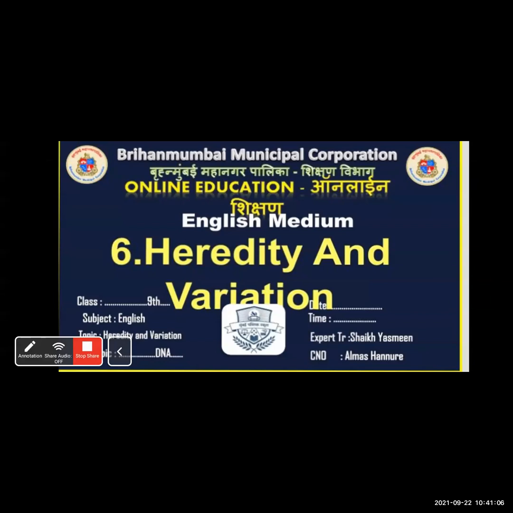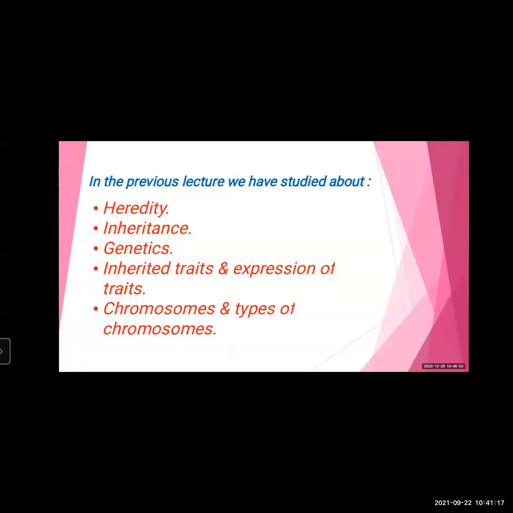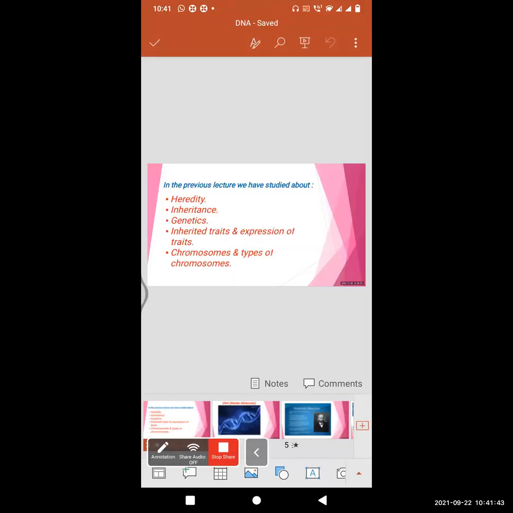So we are going to continue with chapter 6 of Science 2 of 9th standard, that is heredity and variation. Okay. So in the previous lecture, we have studied about heredity, inheritance, genetics, inherited traits and expression of traits, chromosomes, and types of chromosomes. In today's lecture, we are going to study in detail about DNA.